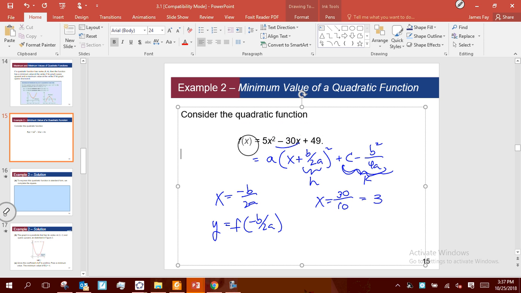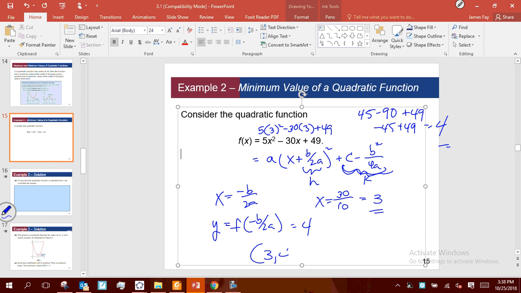If I plug that back in, take that 3 and plug it in here, you get 5 times 3 squared minus 3 times 30 plus 49. So it's going to be 9, 45, so you get 45 minus 90 plus 49, so it's -45 plus 49, so there's my 4. So my y value becomes 4. So now I've got the vertex being at an x value of 3, y value of 4, so 3, 4.